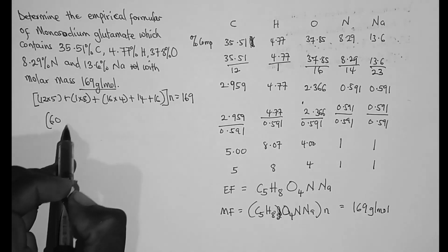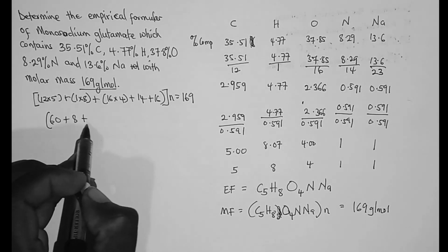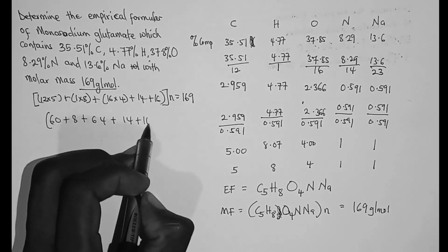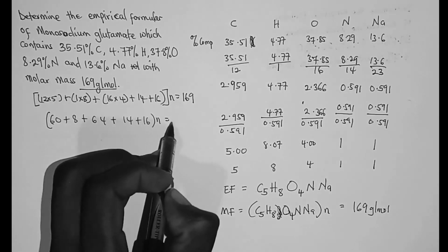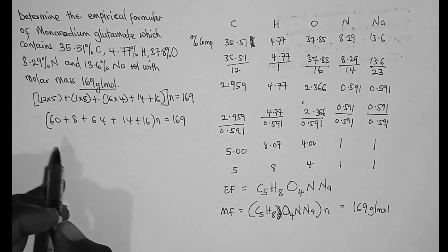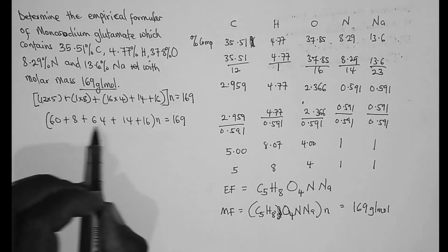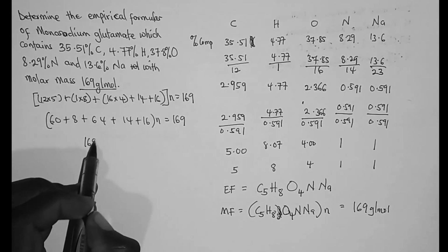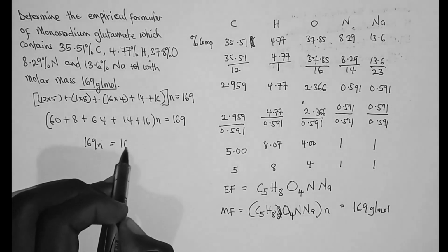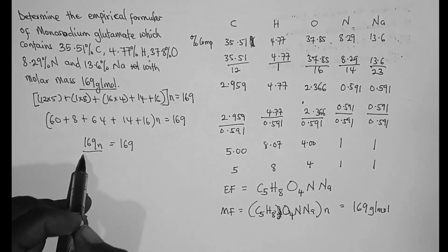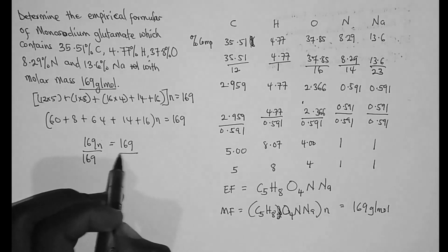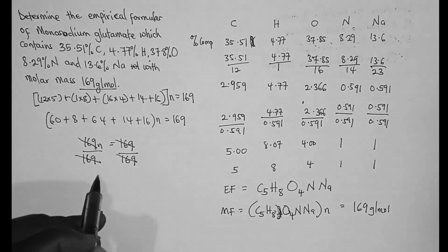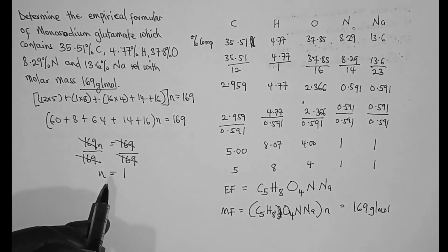Then plus 8 times 1 is 8. And plus 16 times 4 is 64. Plus 14 plus 23 times N equals 169. So 60 plus 8 plus 64 plus 14 plus 23 is 169, so 169N equals 169. So divide through by 169. This and this cancel out. So you see that N is equal to 1.